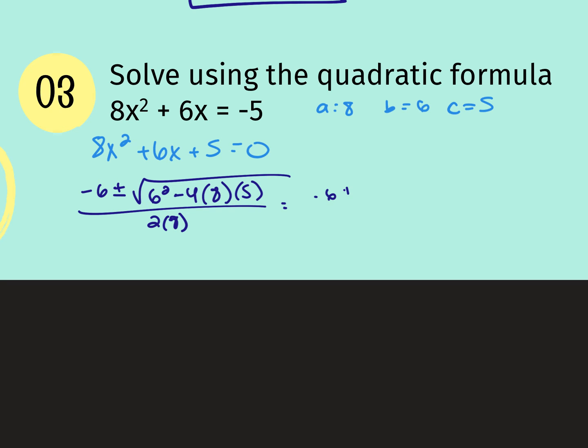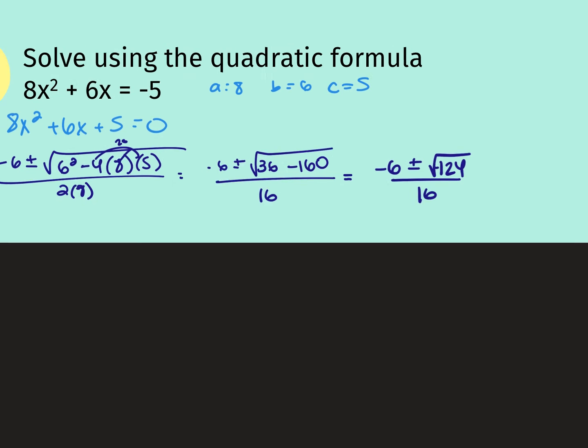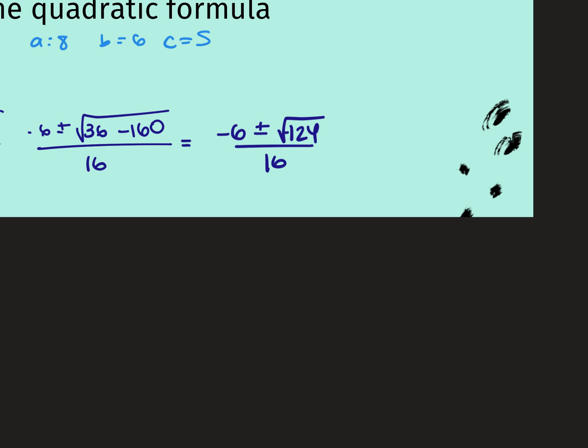I get negative 6 plus and minus the square root of 36. That's 20 times 8 minus 160 over 16. Negative 6 plus and minus the square root of negative 124 over 16. Break that down, so bring the i out. And this would be 2 and 62, 2 and 31. So I get negative 6 plus and minus 2i square root 31 over 16.